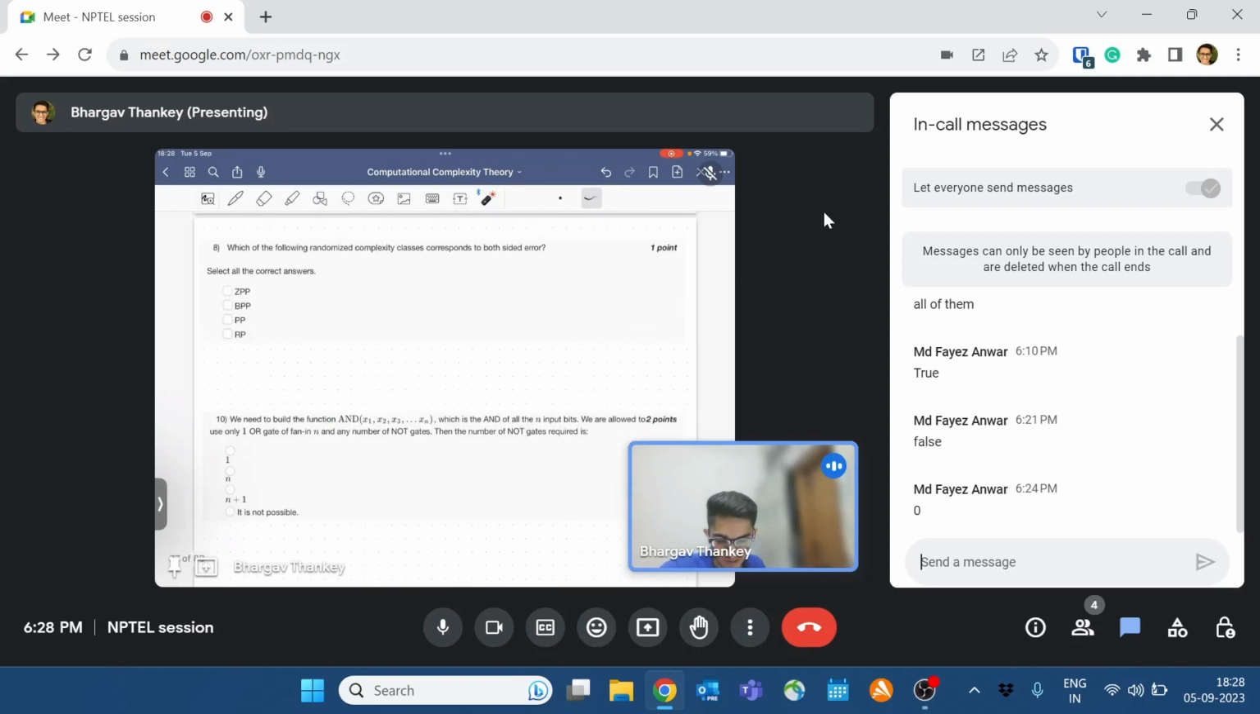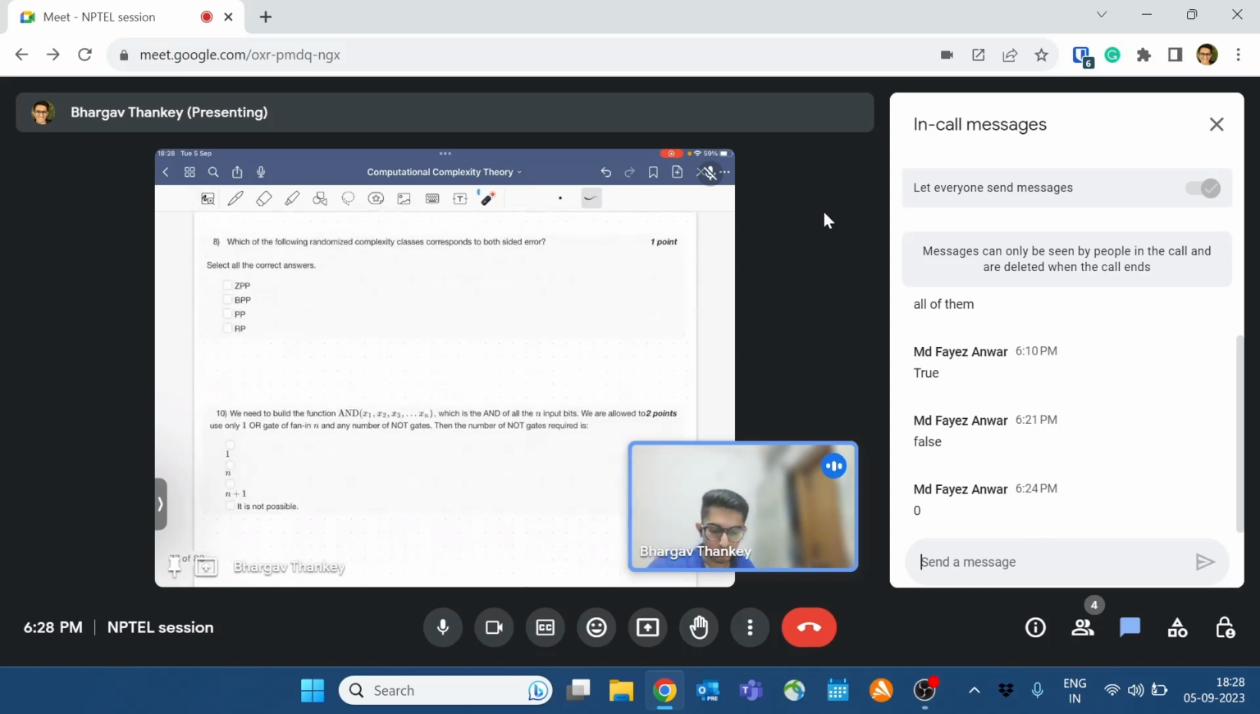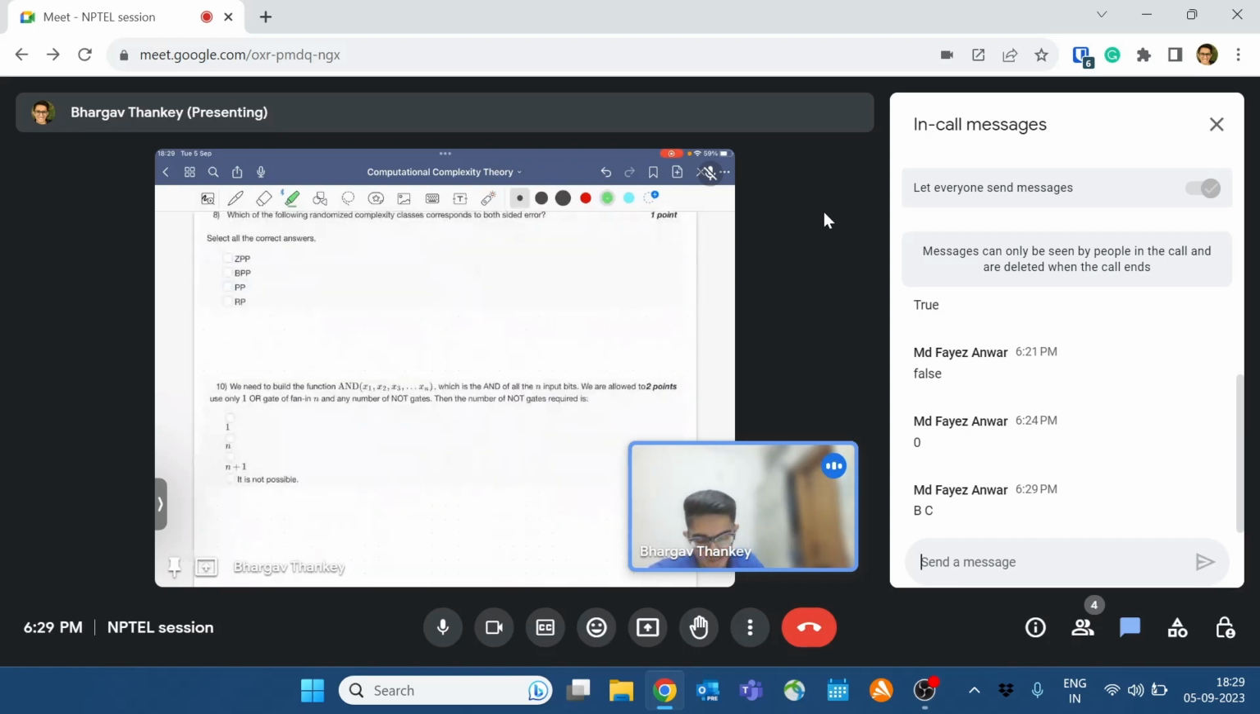Okay, so then let's look at the next problem. Next problem is, which of the following randomized complexity classes corresponds to both-sided error? And the options are ZPP, BPP, PP, and RP. So which of these are true? Yeah, B and C, yes.